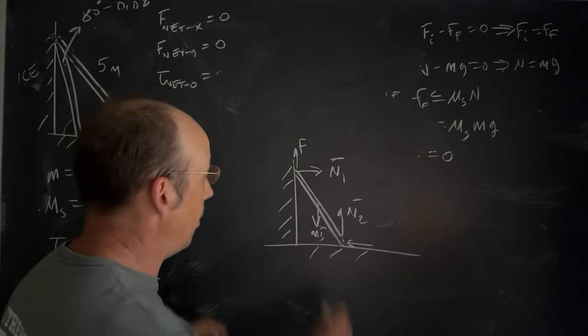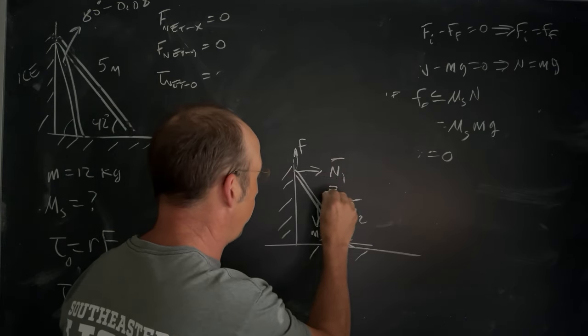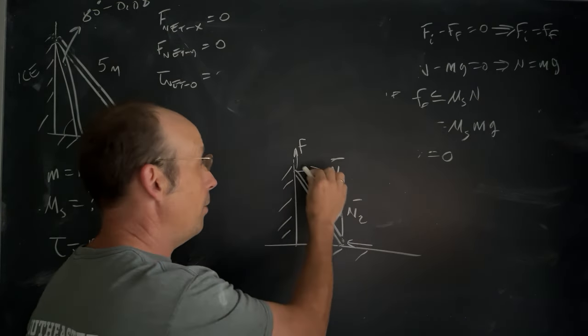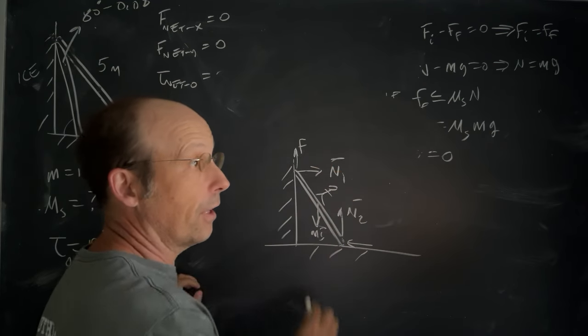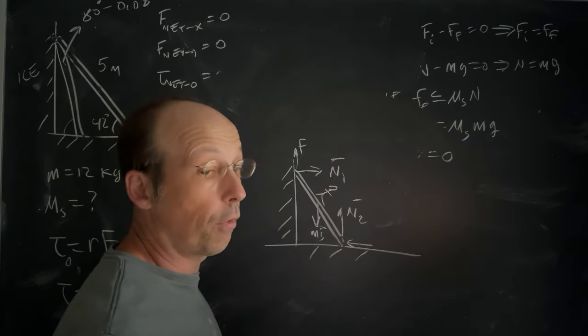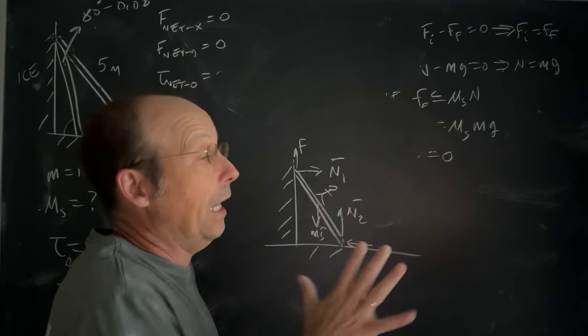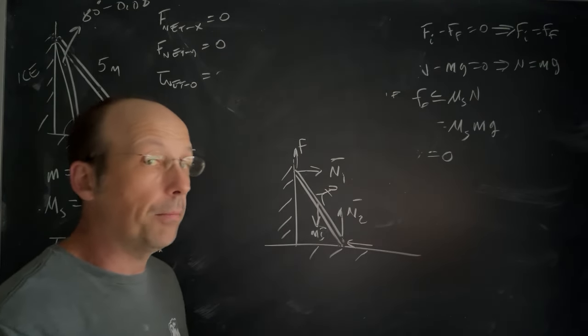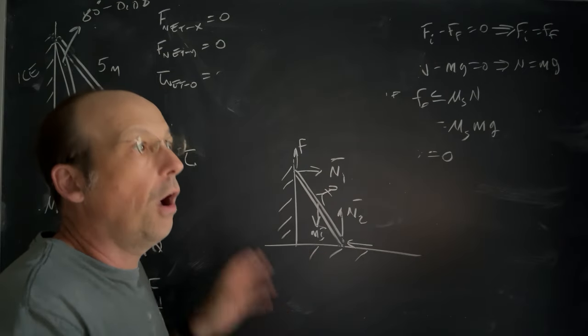The next kind of problem is, what if I have a person climbing the ladder? In that case, as they move higher and higher, that person's going to exert an additional torque, and it's going to make it require that you need more and more friction right there to prevent it from falling over. Again, the idea is the same. The math gets a lot more complicated. You can work on those problems for homework.